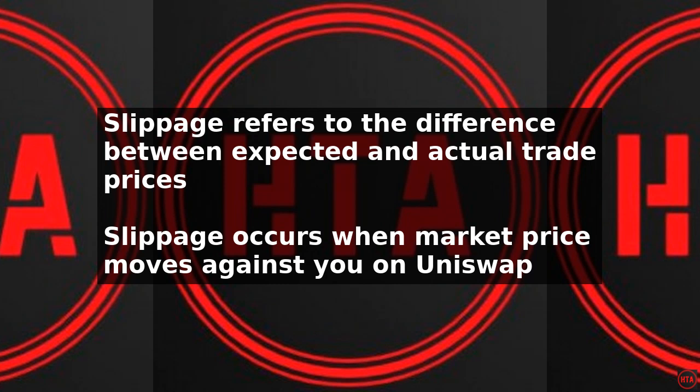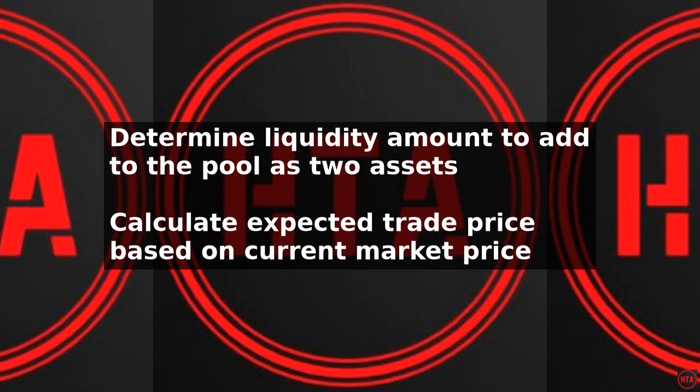First, you need to determine the amount of liquidity you want to add to the pool. This will be in the form of two assets, typically an Ethereum-based token and Ethereum itself. Once you have decided on the amount, you can calculate the expected price of the trade based on the current market price. The next step is to calculate the actual price at which the trade will be executed.